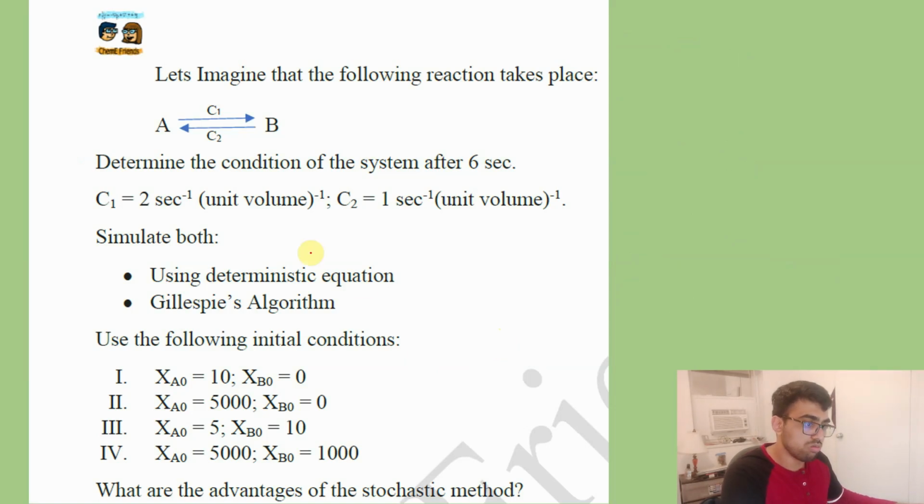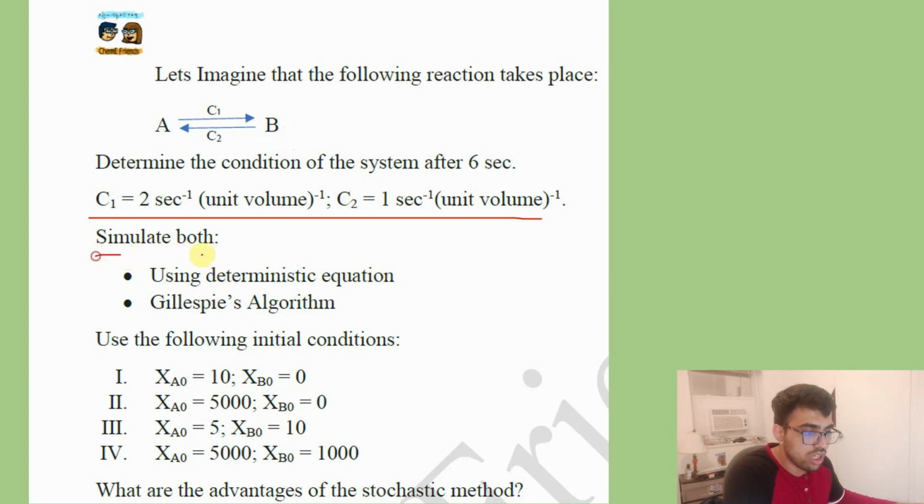So this is the question. Let's imagine the following reaction takes place. A gives B, B gives A, and the stochastic rate constants are C1 and C2. We have been given the values of C1 and C2. This looks like maybe an isomerization reaction or whatever, right?